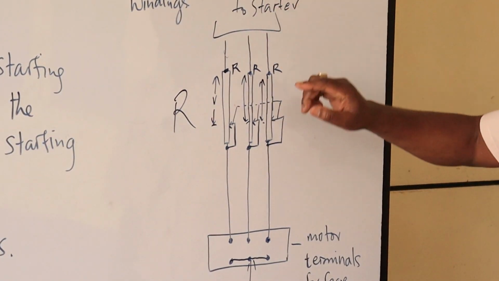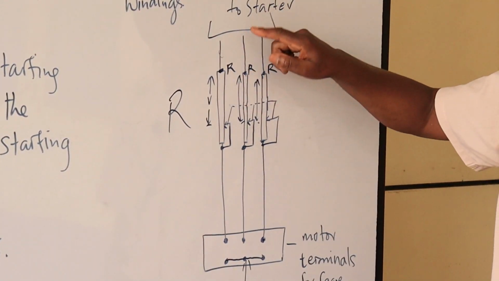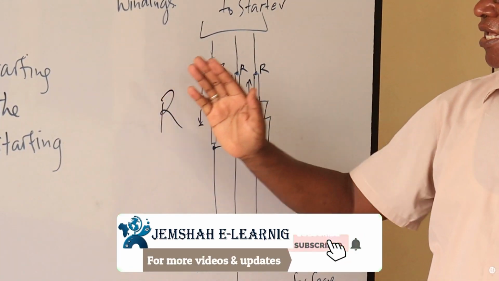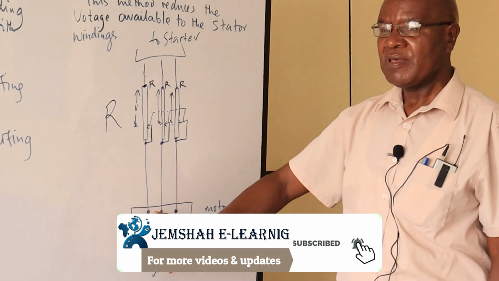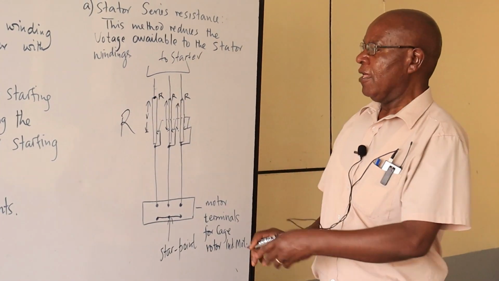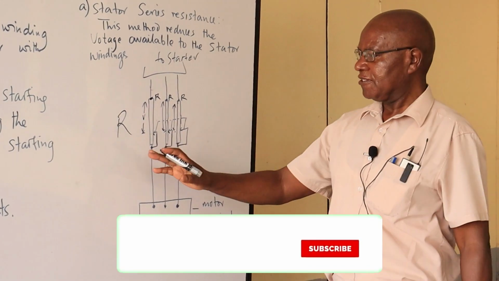At the run position, this sliding knob here, the resistance will be out of the circuit, and then the full voltage will be across our windings. So, series resistor with the windings.